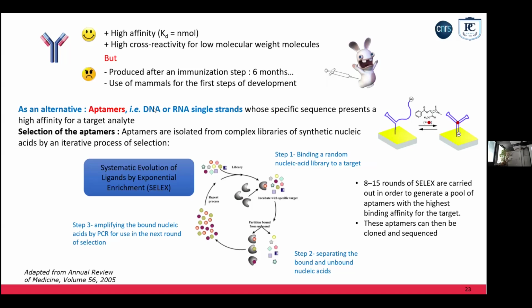For antibodies, you use an immunogen, you inject this into a mouse, and you wait for your antibodies. And you cross your fingers for a good one.